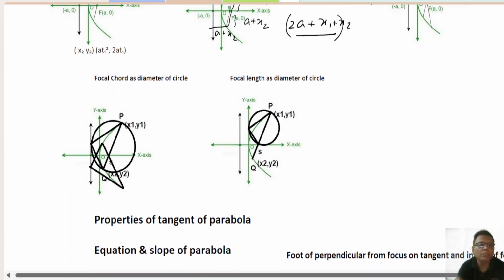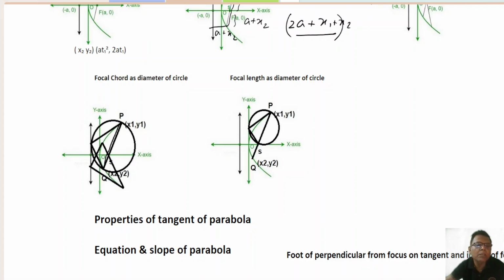So you draw a circle, considering focal chord as a diameter. So focal chord as a diameter, you draw the circle, and it will touch the directrix. And this is another focal chord. And if you draw the circle here, again it will touch the directrix.